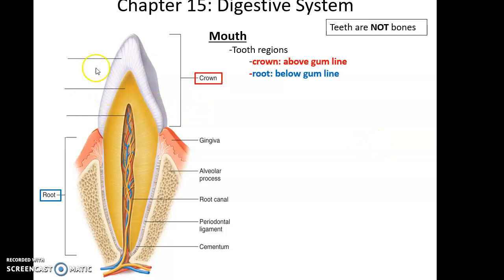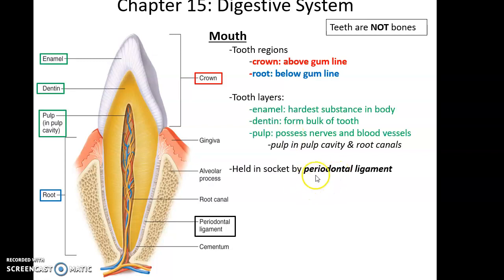All right, the tooth. The top portion of the tooth above the gum line is the crown. And the bottom portion of the tooth embedded in the socket is the root. So crown and root, above the gum line, below the gum line. Teeth are not bones. Structurally, they are very distinct from bones. You can also look at the tooth in terms of layers of tissue. The most superficial layer is the enamel. Enamel is what makes the teeth kind of white and extremely hard, the hardest substance our body can produce.